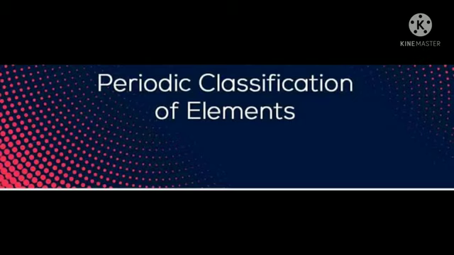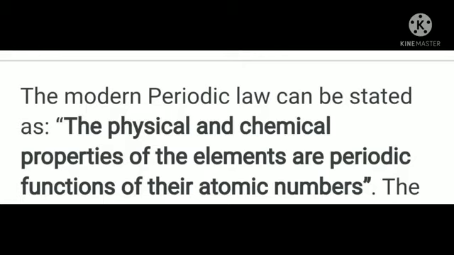On page number 107, you can see the modern periodic law. So what is the modern periodic law? The physical and chemical properties of elements are the periodic functions of their atomic number. You know that the modern periodic table is based on the atomic number, not on the atomic mass.